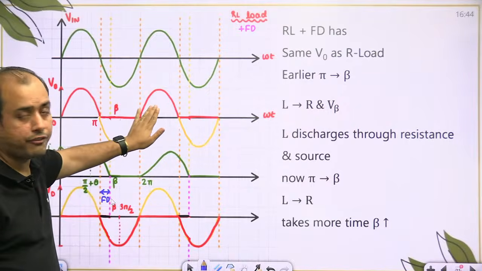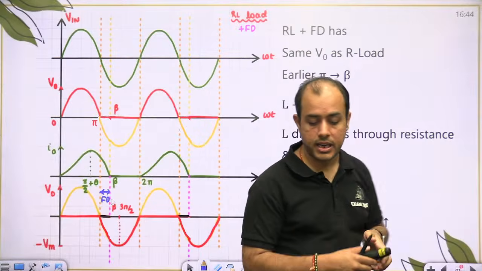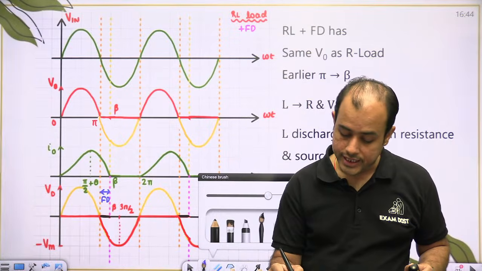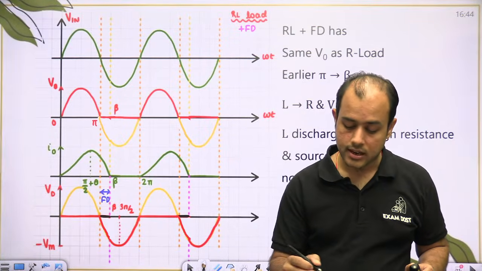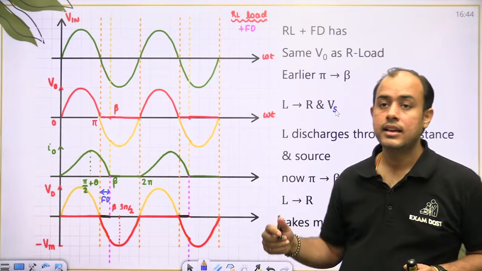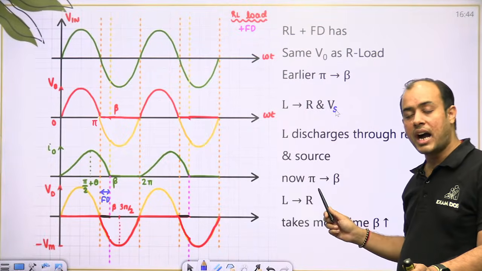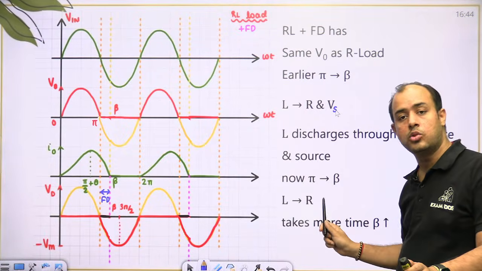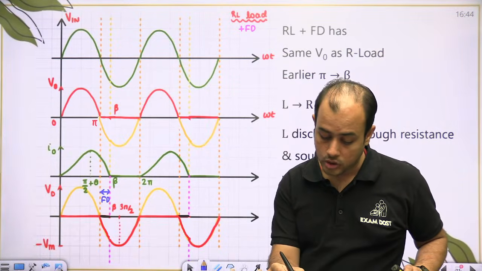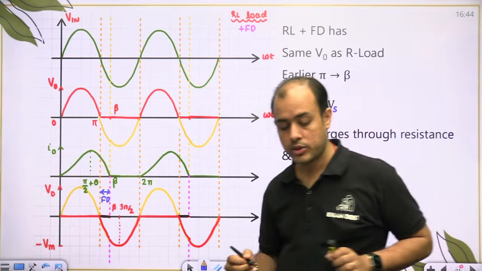Now this waveform is the same as the R load. That is why average and RMS will be the same as for the R load. So earlier during pi to beta, the inductor energy goes into the resistance and the source. Now from pi to beta, the inductor energy is only dissipated in R because the freewheeling diode is on. So the inductor takes more time to discharge.